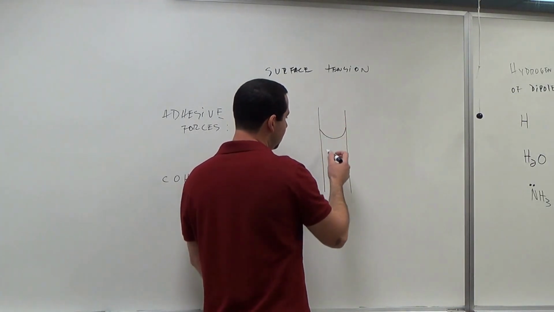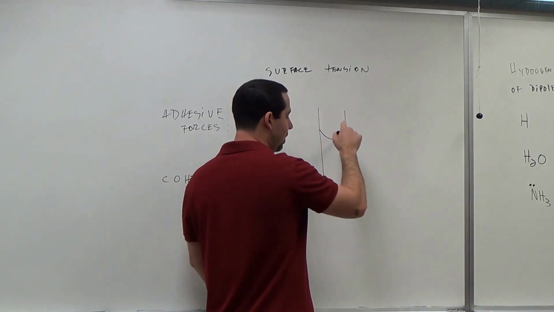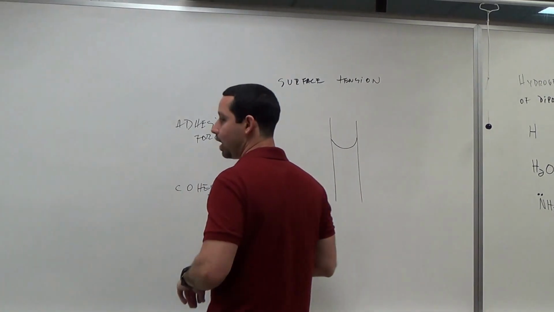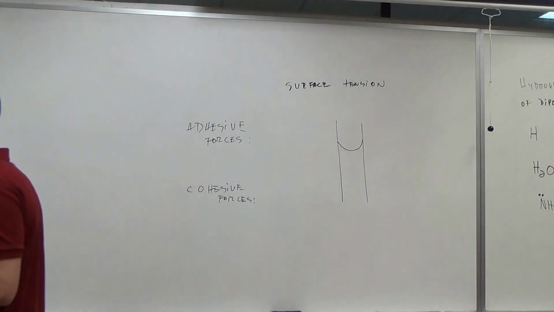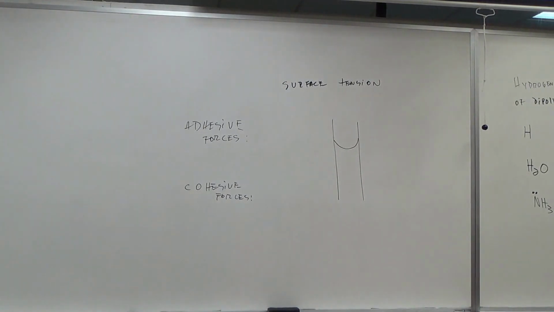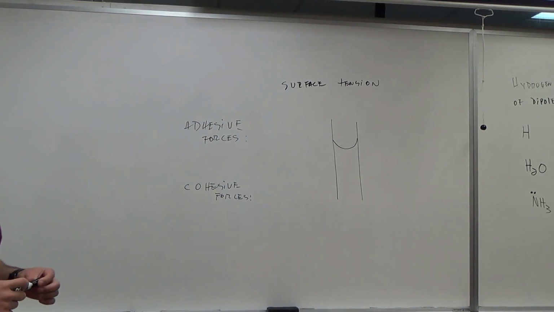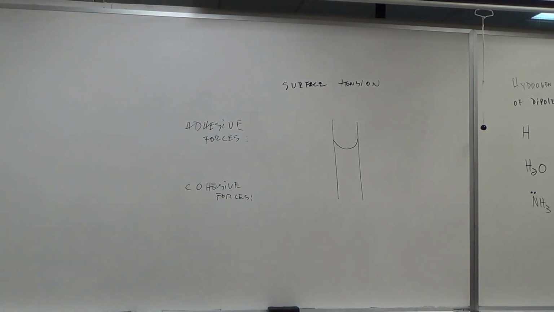Now the question here is, why did it do this? The reason is that in a U-shaped meniscus like this, adhesive forces are greater than cohesive forces. Write it down. For the U-shaped meniscus, adhesive forces are greater than cohesive forces. So the molecules are sticking to the walls. Yes.